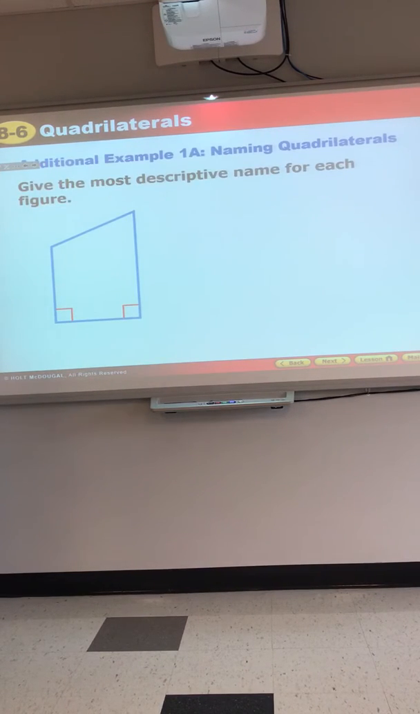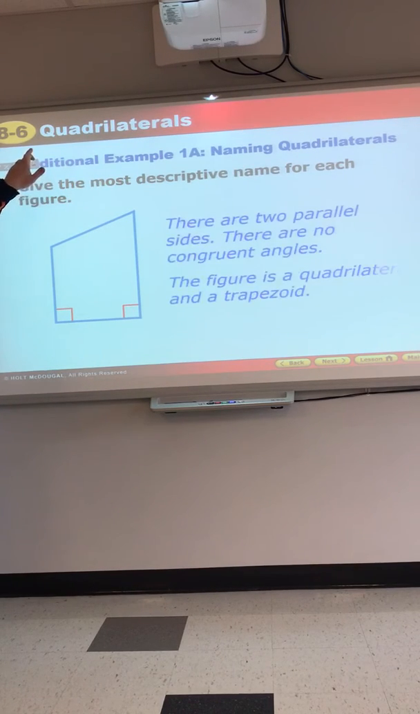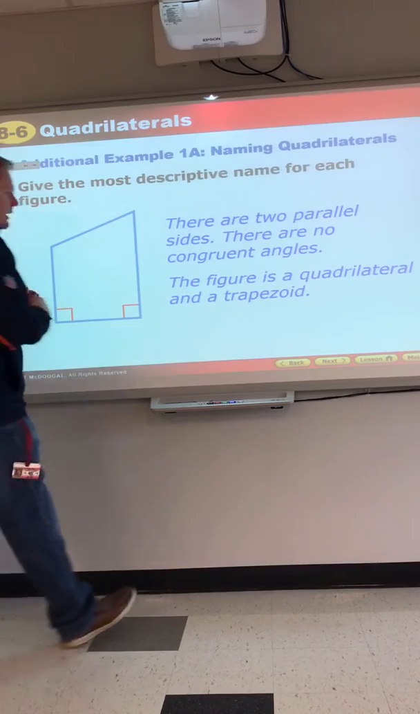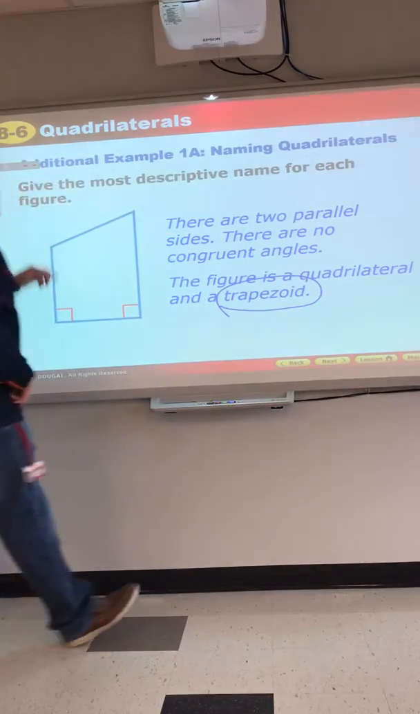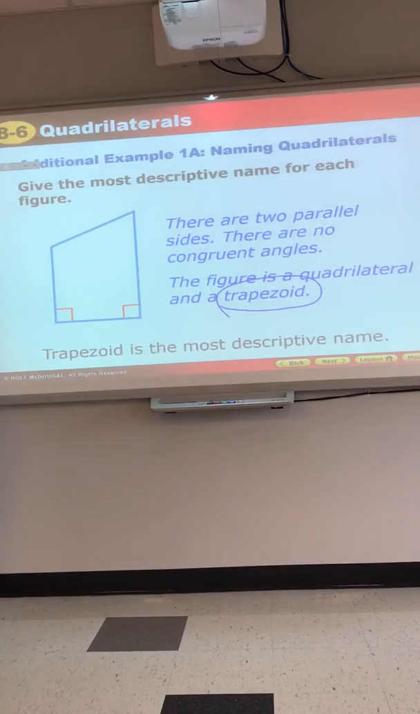Now, give me the most descriptive name. That's the one that's most accurate. I see 2 lines that are parallel, so a pair of parallel lines. The other sets of lines aren't parallel, so this would be a trapezoid. And there's where they put it. Alright, the most descriptive name is a trapezoid.